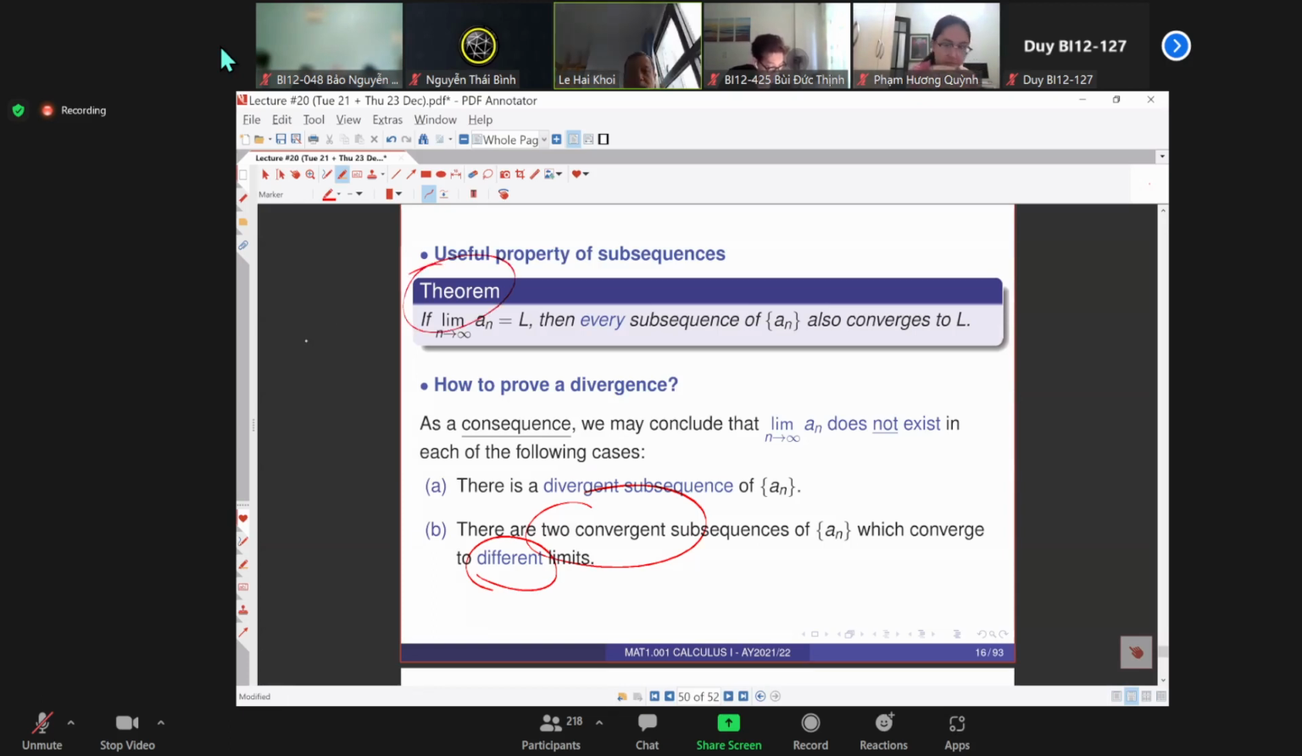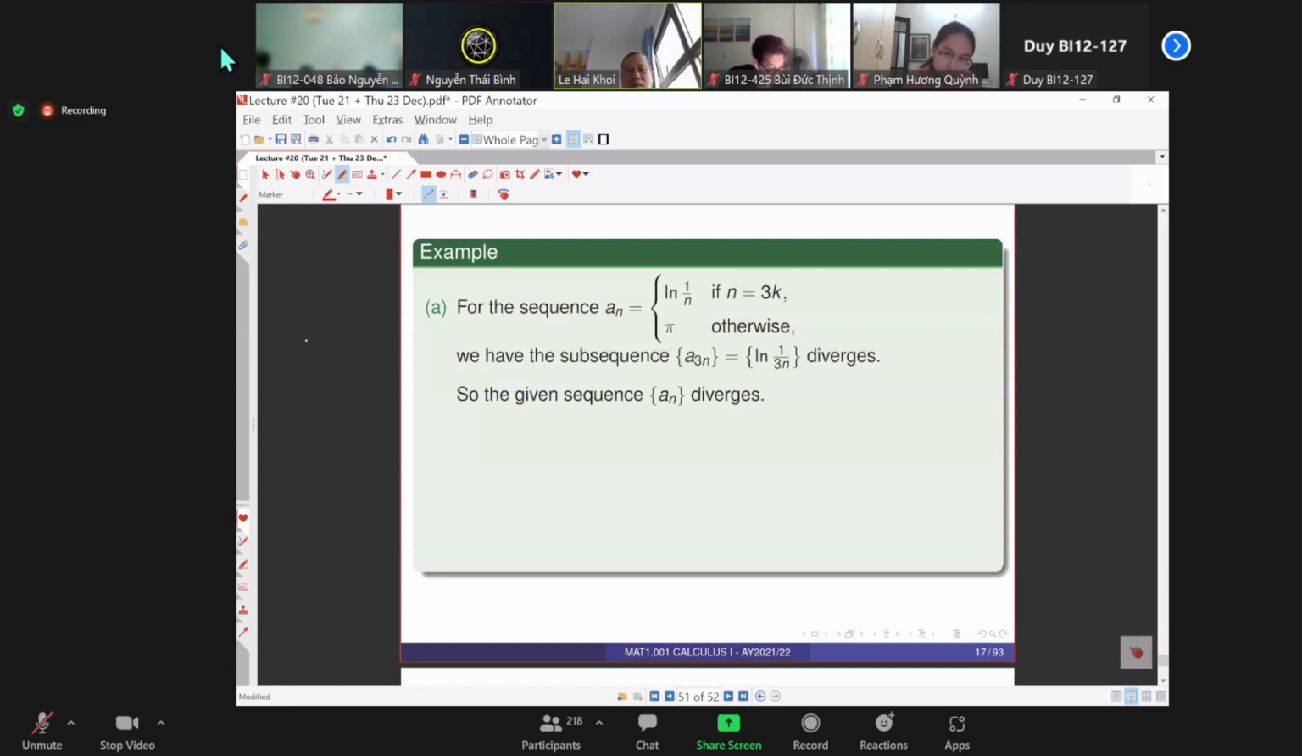Ok. So, the last slide for today. Chẳng hạn các em xét cái AN is log 1 over n if n is divisible by 3. N is divisible by 3 means that là n chia hết cho 3. Có dạng 3k. Và pi for other n. Nếu n mà chia hết cho 3 thì giá trị của AN là bằng log của 1 trên n. Nhưng mà n không chia hết cho 3 thì giá trị của nó là pi.